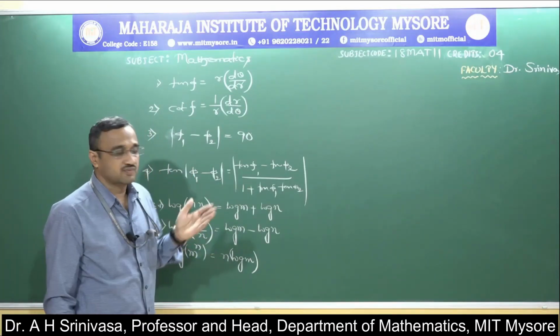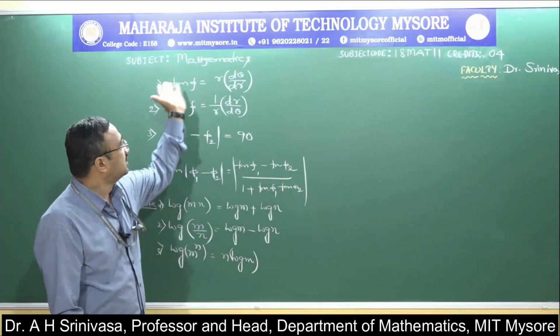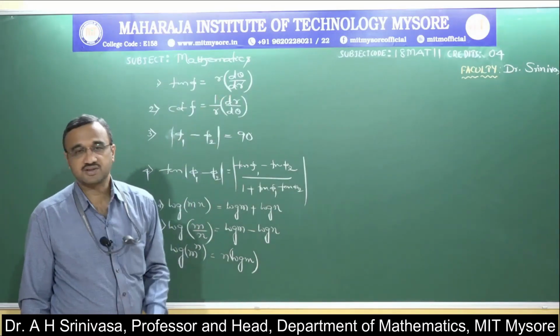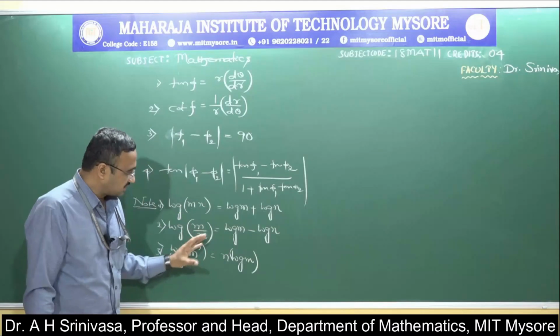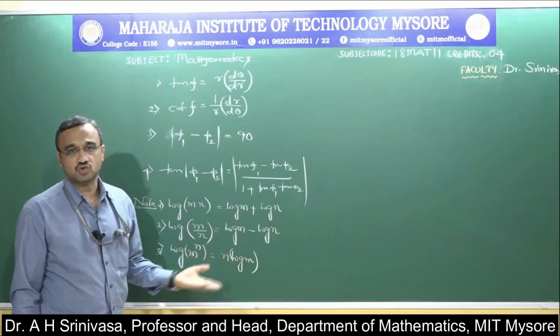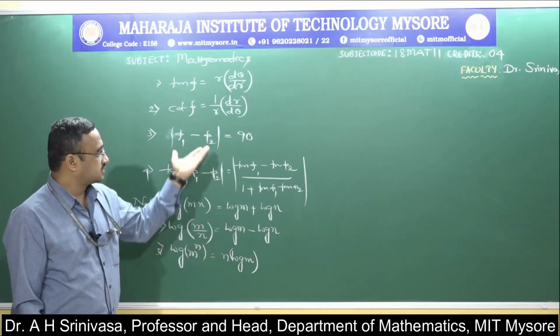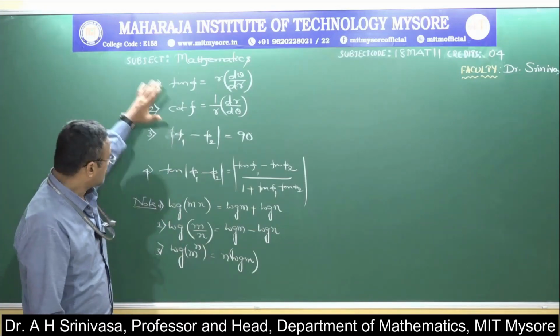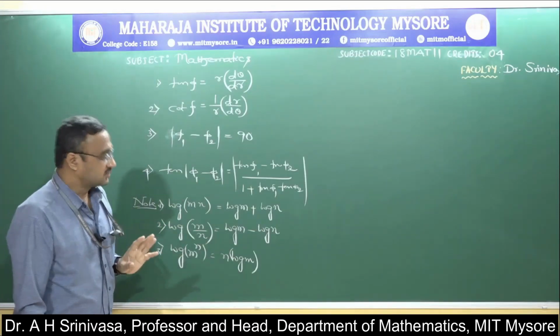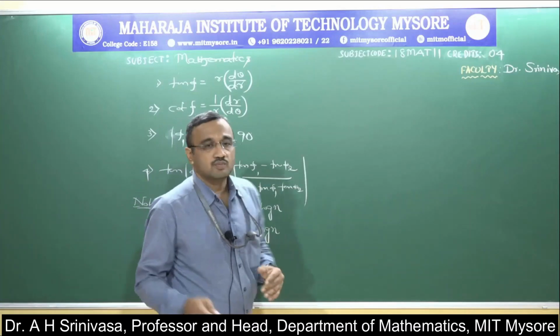So I am going to solve some problems by using the concept of the angle between the radius vector and the tangent. These are the three major formulas we use to solve the problems with this concept. Okay, and also remember all these things. Then after that, we are going to the problems.